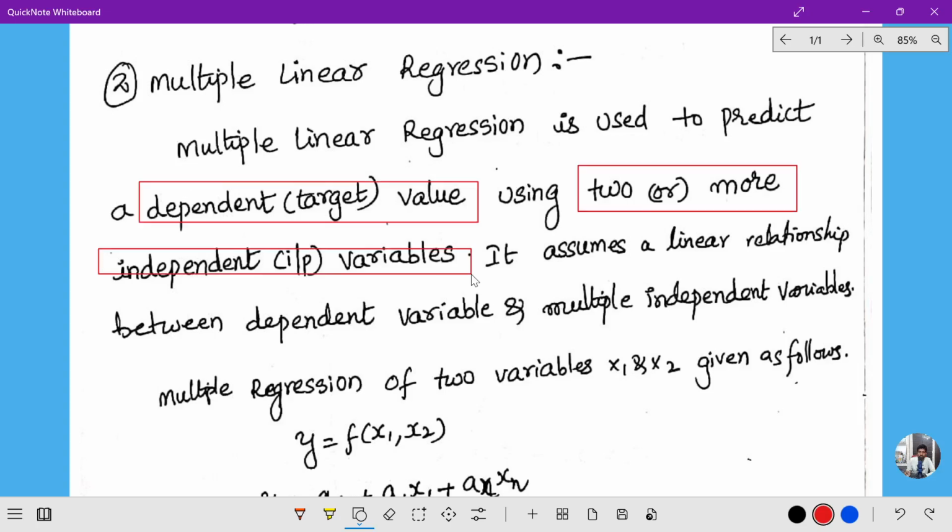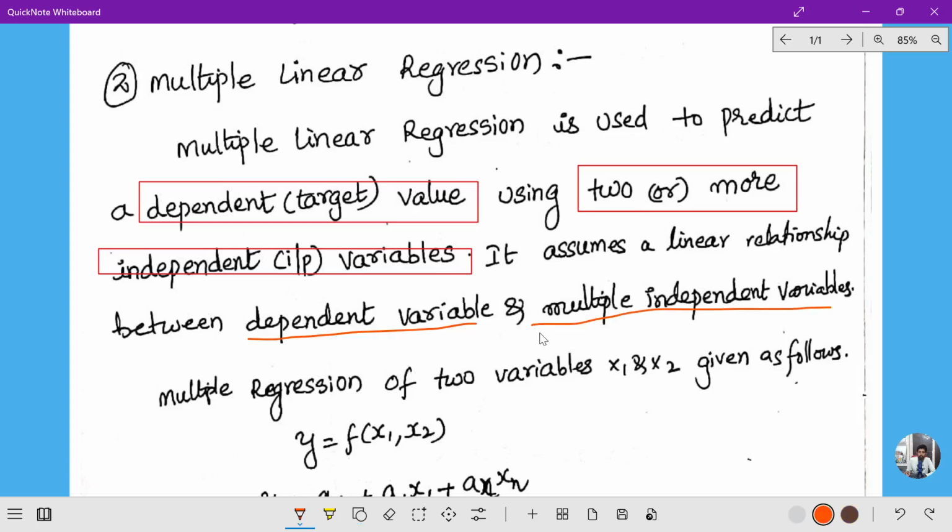So please remember all of you, in the previous one, only one dependent and one independent variable is there. But in multiple regression, we are going to have one dependent followed by 2 or more independent variables. So the dependent variable could be found by using 2 or more independent variables. It assumes a linear relationship between the dependent variable and multiple independent variables.